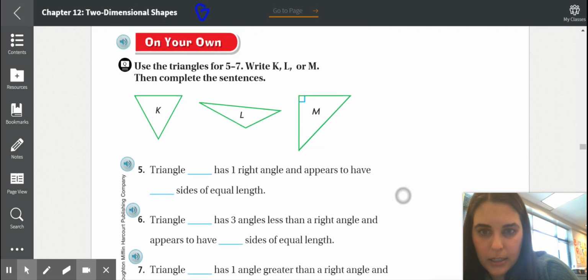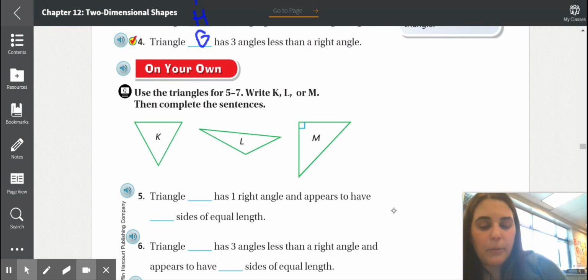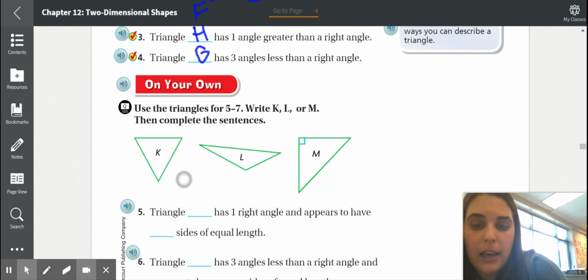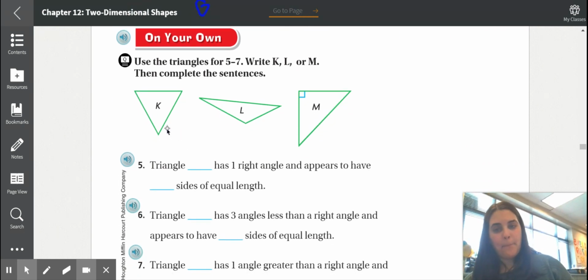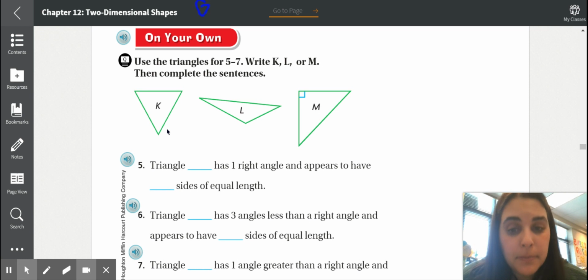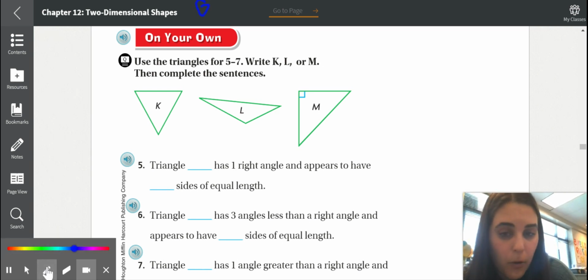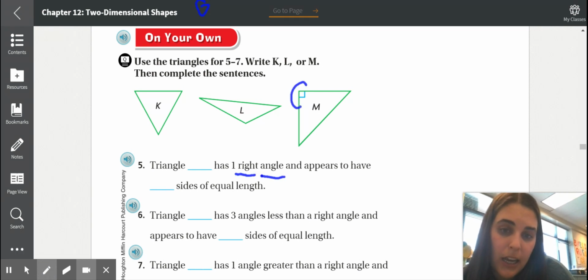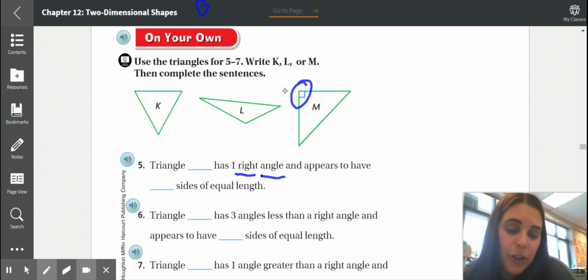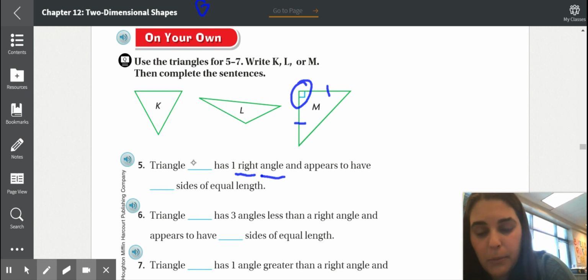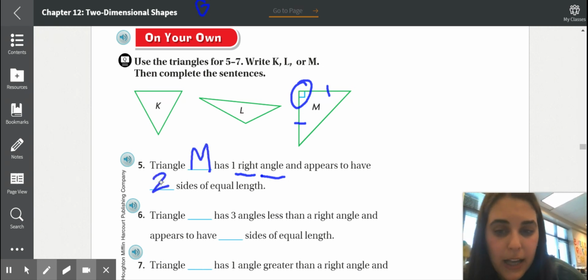All right. So we're going to be doing that same thing using triangle K, L, and M. Triangle blank has one right angle and appears to have blank sides of equal length. So right away, we're looking for the triangle that has a right angle because that's what it's telling us to look for. And we can see there it is. And which 2 sides look like they're the same length? This side and that side. So that would be triangle M. And it has 2 sides of equal length.